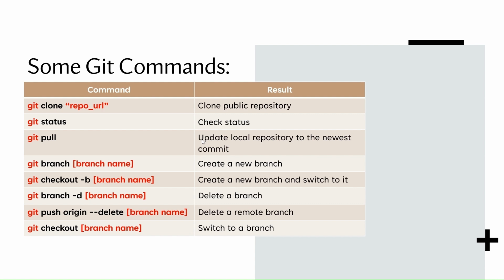Now here are some Git commands in this table, with examples and an explanation of what each will do. You can stop the video for a couple of minutes and read them carefully. I'm not going to go over them all because we will implement them in Git shell. For example, git clone repo URL to clone a public repository, git status to check the status of your branch and your local repository, git pull to update your local repository to the newest commit. That means if you have some committed changes in your remote repository and you want to pull them to your local, it will update by git pull.